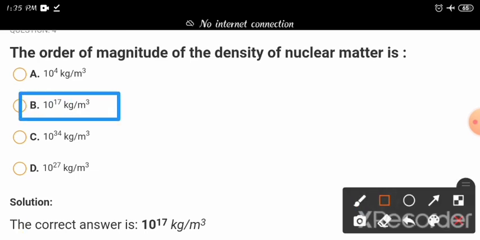The order of magnitude of the density of nuclear matter is 10^17 kilojoule per meter cube.